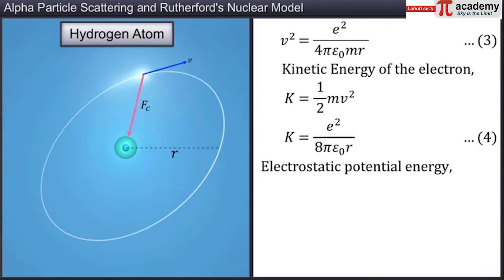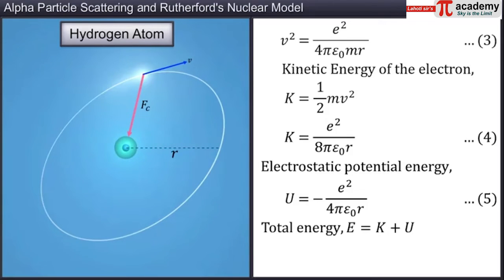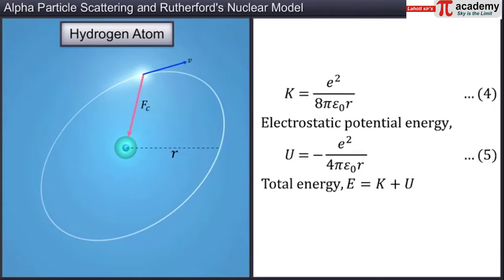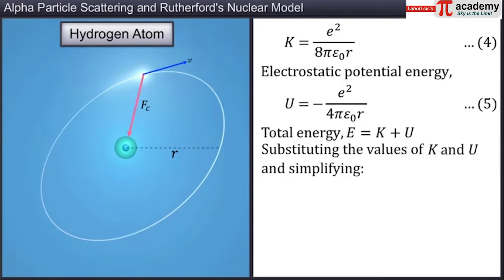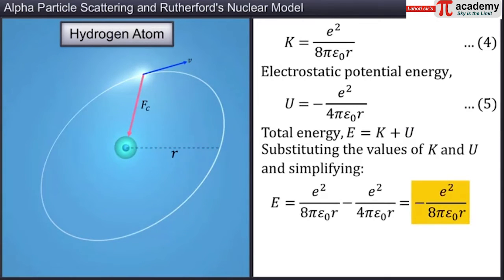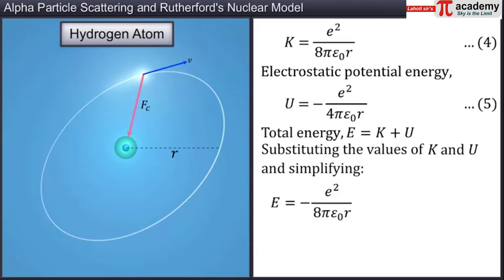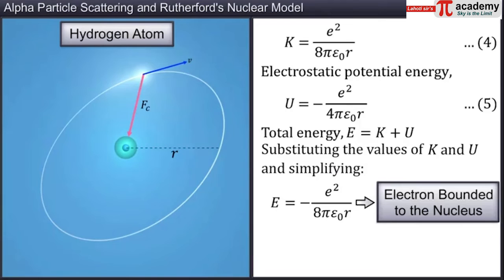The electrostatic potential energy of the electron, U, is equal to minus e square by 4 pi epsilon naught r. Let this be equation 5. The total energy E of the electron in the hydrogen atom is equal to the sum of the kinetic energy K and the potential energy of the electron U. By substituting the expressions for K and U and simplifying, we get E is equal to minus e square by 8 pi epsilon naught r. So, the total energy of the electron is negative. This implies that the electron is bounded to the nucleus.